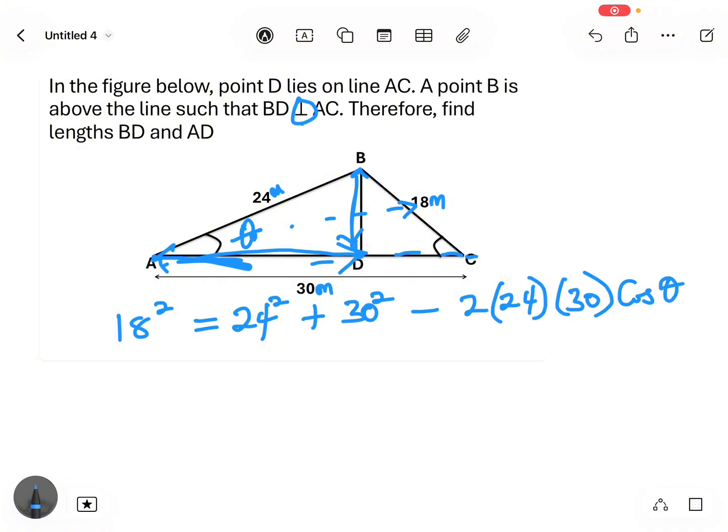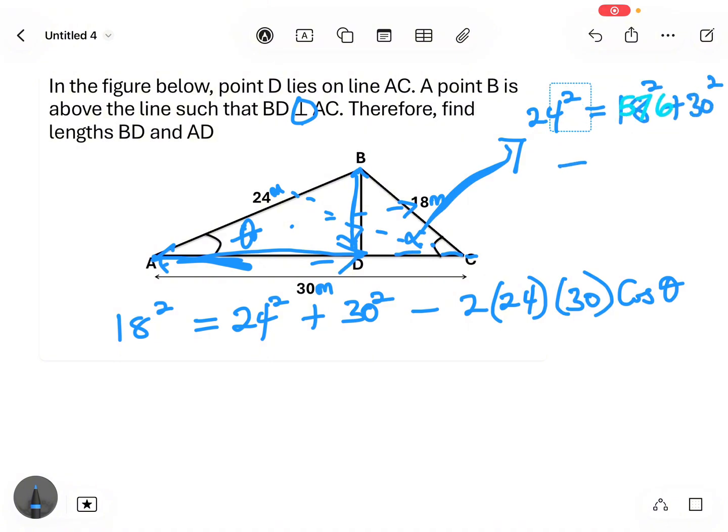Let's say you're trying to look for this alpha, for example. This is not what we're trying to solve, but in case you have a question that doesn't exactly look like this, you can find any angle once you have the three sides by using the cosine rule. If you're looking for alpha, you look for the side facing it, which is 24. So 24 squared equals 18 squared plus 30 squared, then minus 2 multiplied by 18 times 30, times cos alpha.